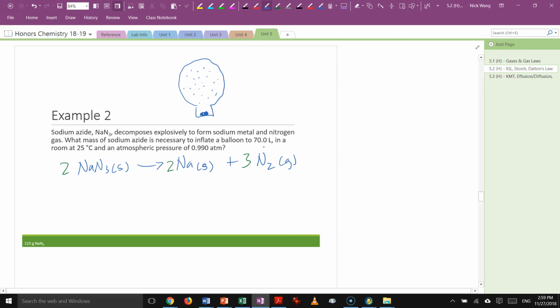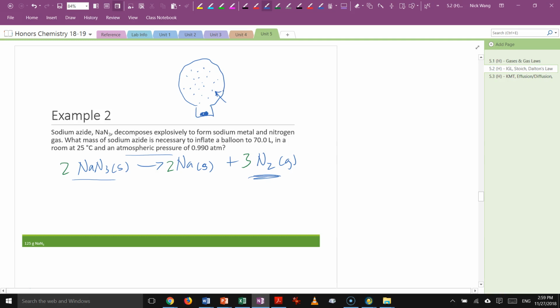We know we have some volumes, so we need to generate some amount of N2, and then figure out how much sodium azide it takes to do so. We kind of have to work backwards a little bit, because this time we're given a goal of producing some gas that fills up this balloon. That means we need to know how many moles of N2 it takes to fill this balloon with these conditions of 70 liters, 25 degrees Celsius, and 0.990 atmospheres. Since we're talking about inflating a balloon at atmospheric pressure, the internal pressure is also going to be 0.990 atmospheres.